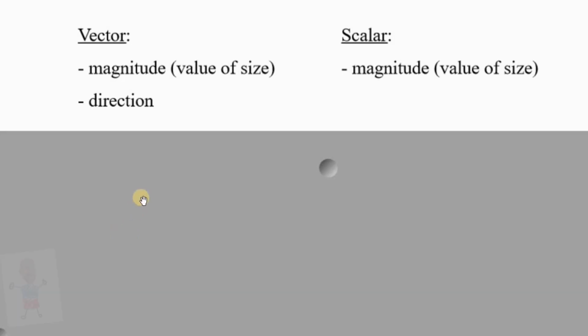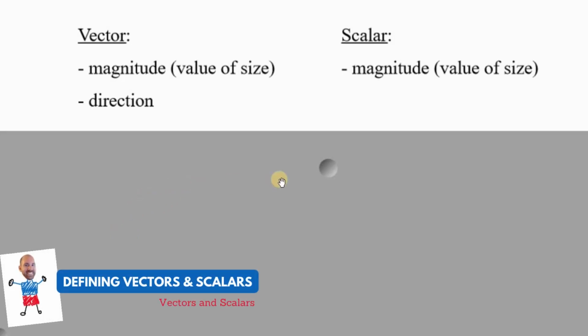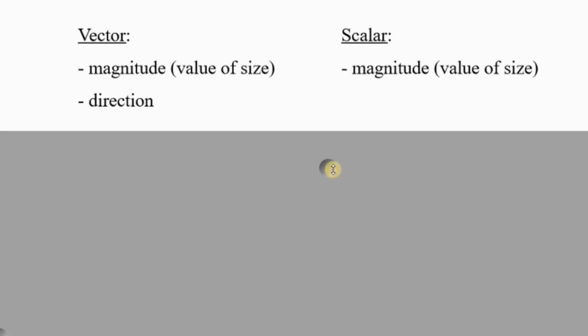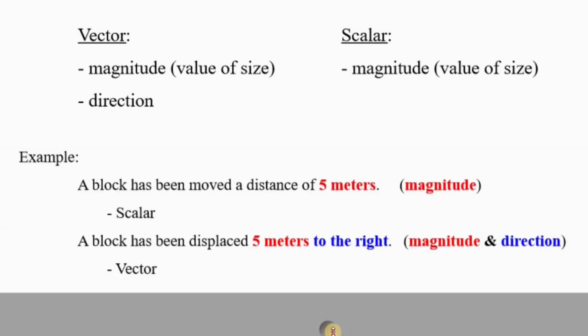So what are vectors and scalars? Well, vectors and scalars refer to quantities that have to do with magnitude and direction. Actually, vectors have to do with magnitude and direction, whereas scalars just have to do with magnitude. By magnitude, I mean the value. I know this is very vague, but hopefully after an example or two, I'll be able to explain this a little bit better to you. So let's get into that.